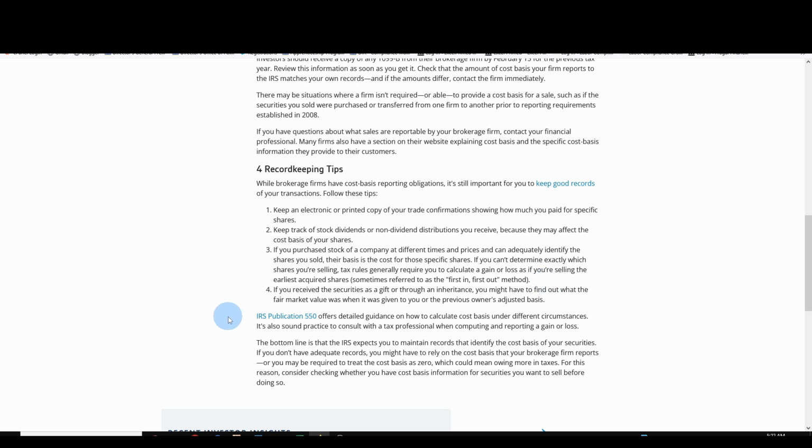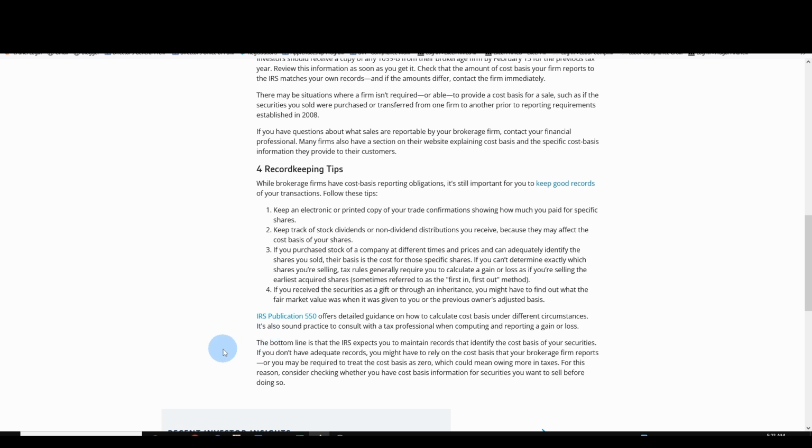If you receive the securities as a gift or through an inheritance, you might have to find out what the fair market value was when it was given to you or the previous owner's adjusted basis. IRS Publication 550 offers detailed guidance on how to calculate the cost basis under different circumstances. Also, it's sound practice to consult with a tax professional when computing and reporting a gain or loss.